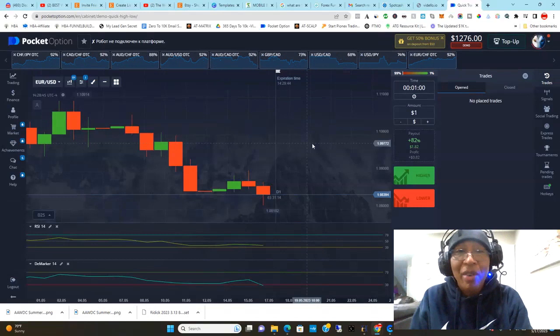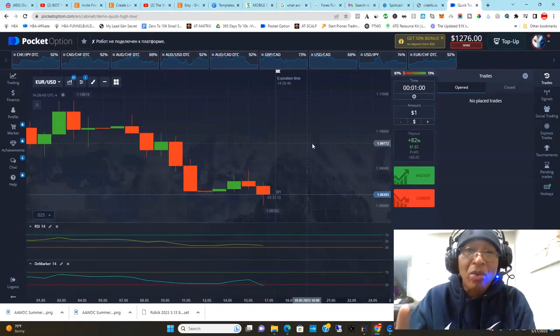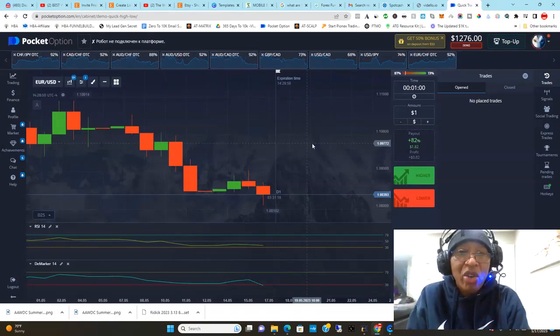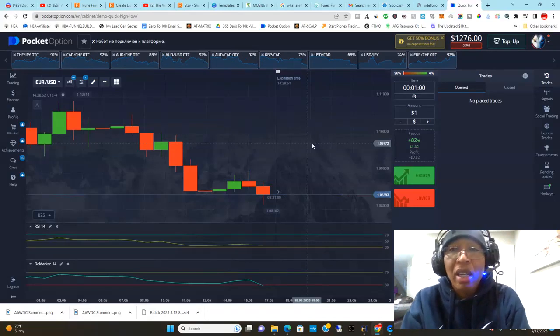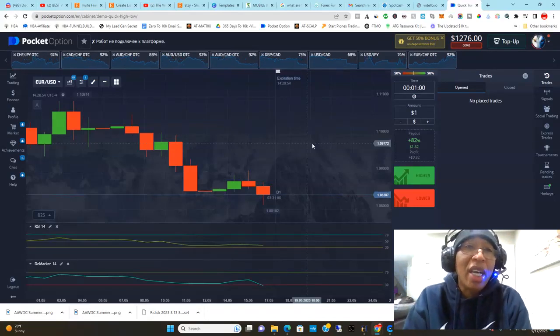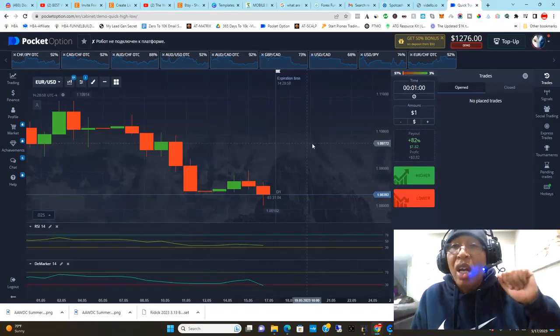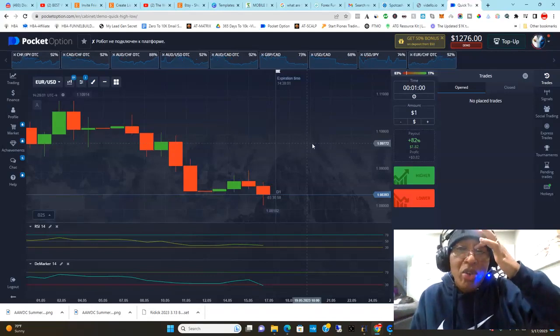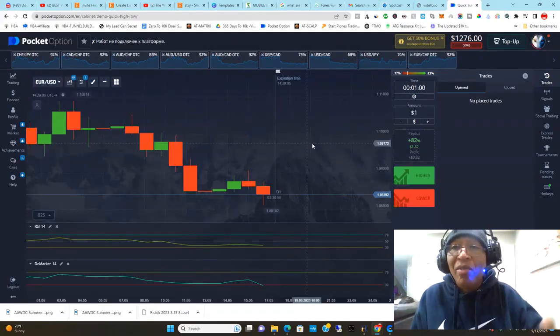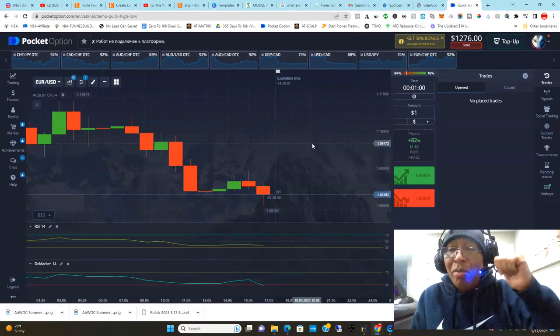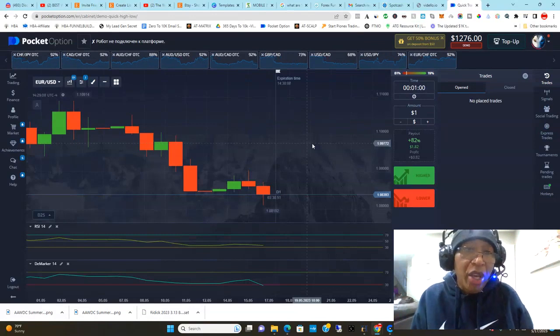So sometimes you don't have to take a lot of trades. If you have a big account, you can just take one single trade, and if you win, then you hit your daily target. So you must have your daily goal in any form of business online, whether you're trading Forex, you're trading binary, crypto. You must have your daily goal, your weekly, monthly, and of course your annual goal.